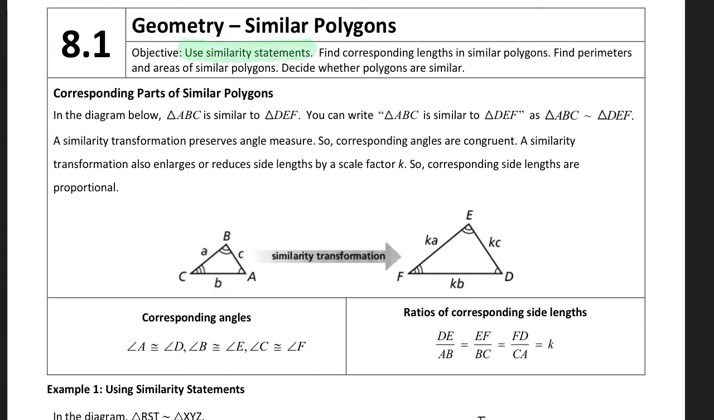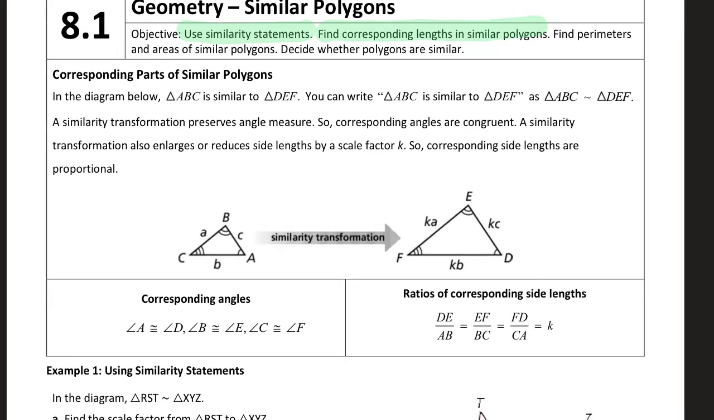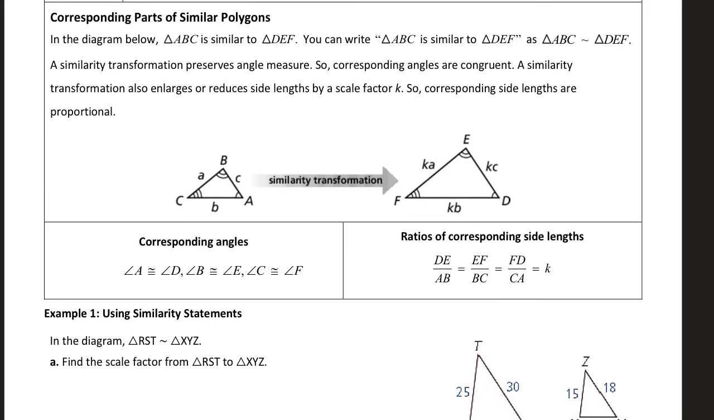Use similarity statements. We're going to find corresponding lengths in polygons that are similar, and use similarity to talk about perimeter and area. So this first little paragraph talks about corresponding parts of similar polygons, and it says in the diagram, triangle ABC is similar to triangle DEF. We can write ABC is similar to DEF with this symbol. It's one kind of squiggly line. ABC is similar to DEF.